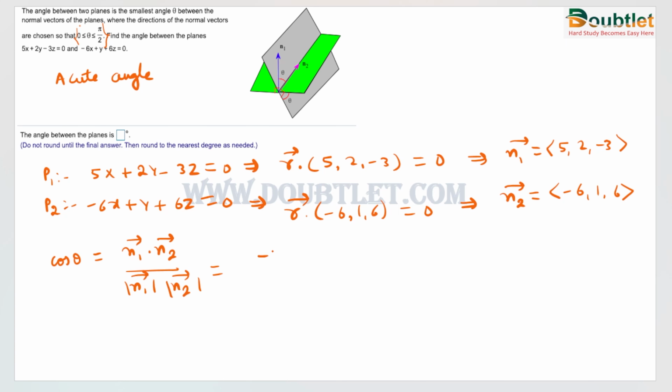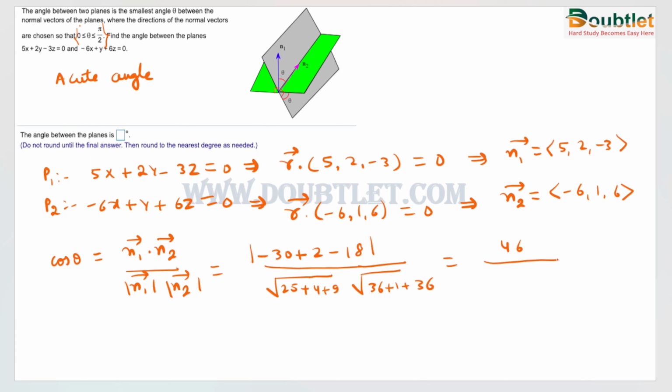So if we find the dot product, we get minus 30 plus 2 minus 18. We need to multiply the x, y and z coordinates with each other, and then under root of 25 plus 4 plus 9, under root of 36 plus 1 plus 36. So if we solve this, what will we get? We will get minus 46. So we have to take the modulus of this also. So this will become 46.